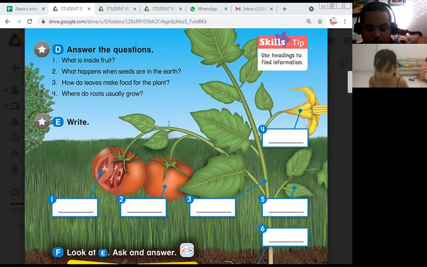Okay, number 3 is stem. Let's see number 3. A stem. That is right. And what about number 5? Leaves. That is right.